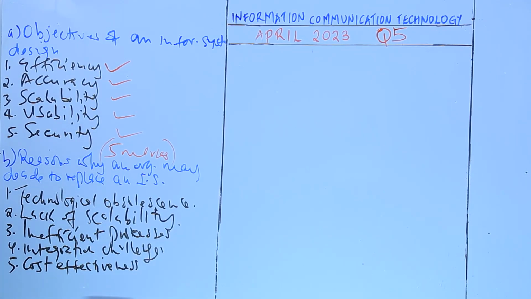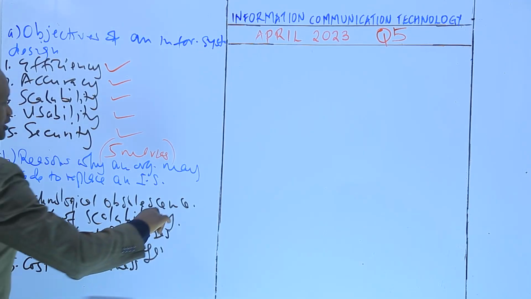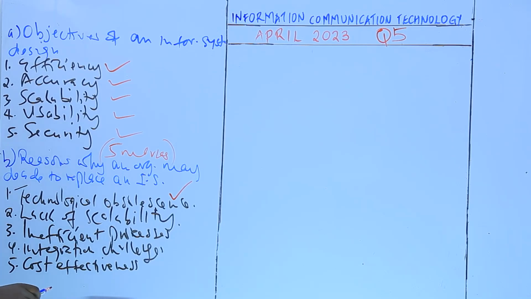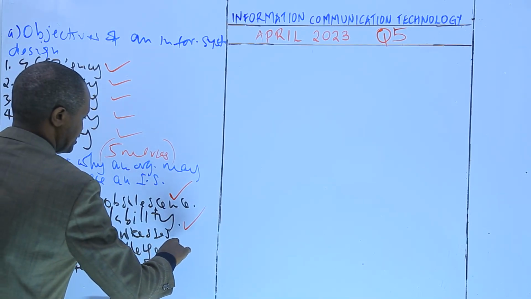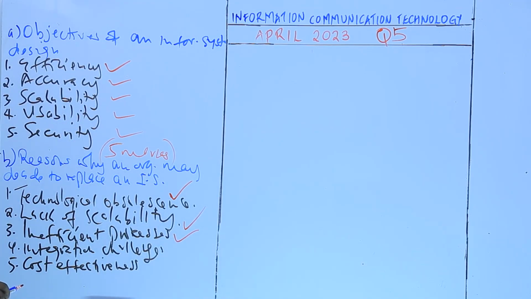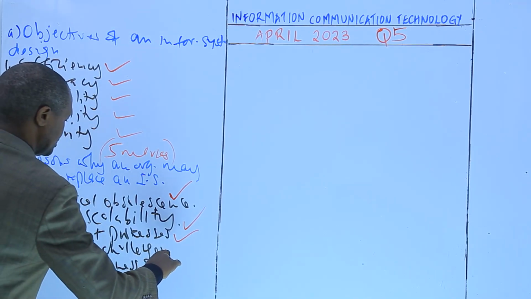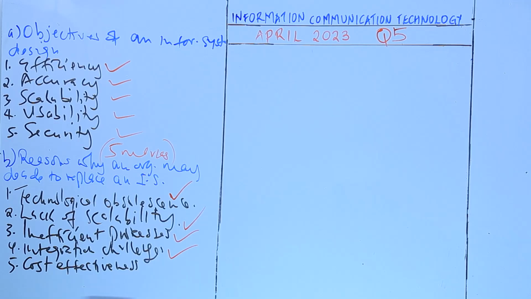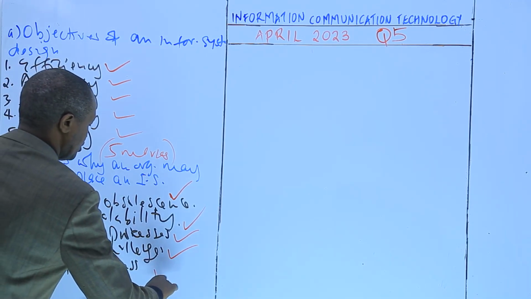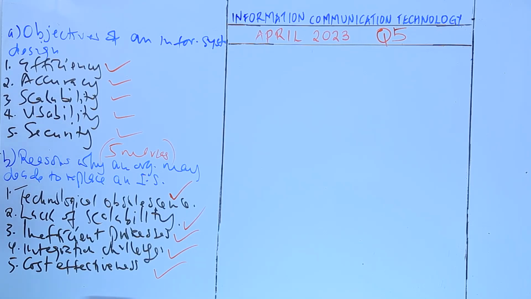So these are 5 reasons why an organization may decide to replace an information system. Technological obsolescence, number 1. Lack of scalability, number 2. Inefficient processes. If the current system is inefficient, if it cannot be integrated with other systems, or if the costs outweigh the benefits, then such a system ought to be replaced. That is part B of question 5, 5 marks.